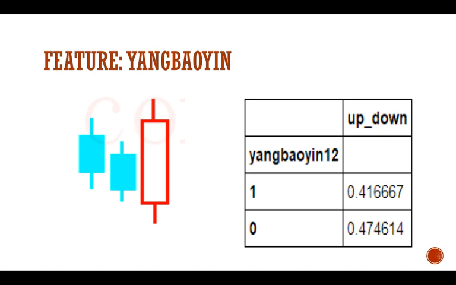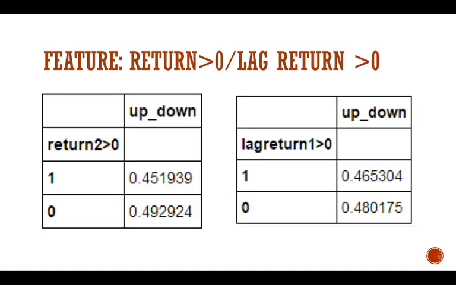Similar to Hong Sanbing, we also tried several indicators like Yin Bao Yang and three crowns. The Yin Bao Yang 12 is another selected indicator. In addition to that, return 2 bigger than 0 and lag return 1 bigger than 0 are also good features that could be used in the model.